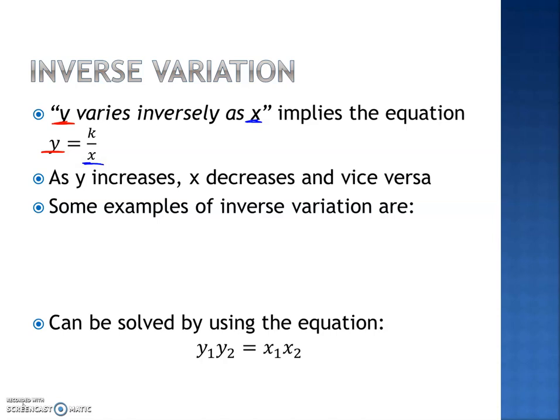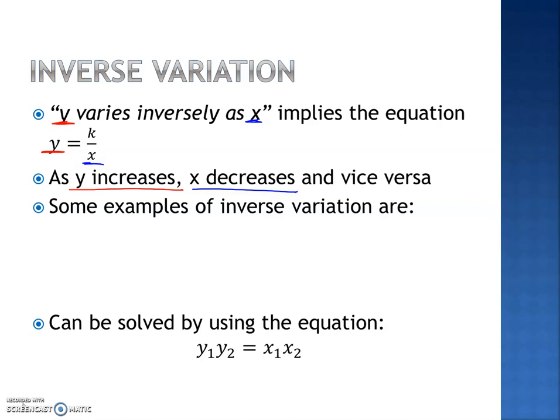So we talk about inverse being the opposite. Well, you remember last time our equation was y equals k times x. So the inverse of that would be k divided by x. So when we're dealing with inverse variation, we will be dividing by x. Now, how does inverse variation work? Well, as y increases, x is going to be decreasing, or vice versa. As y is decreasing, x is going to be increasing.